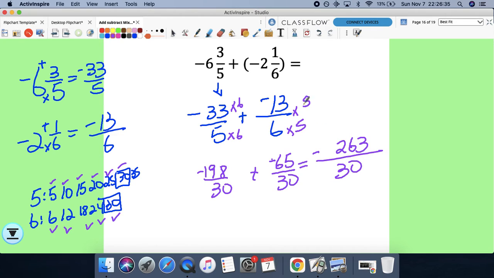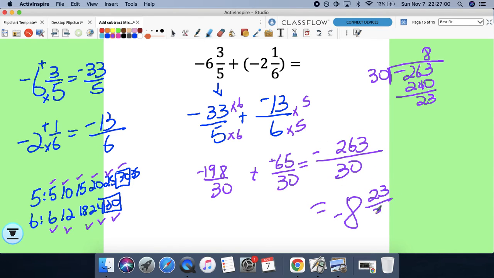We're going to divide now, and I'm going to divide over here. 263 divided by 30. It's going to be 8 times. I'm going to stop right here. 30 goes into 263 8 times, but negative, don't forget the negative. 23 left over 30.